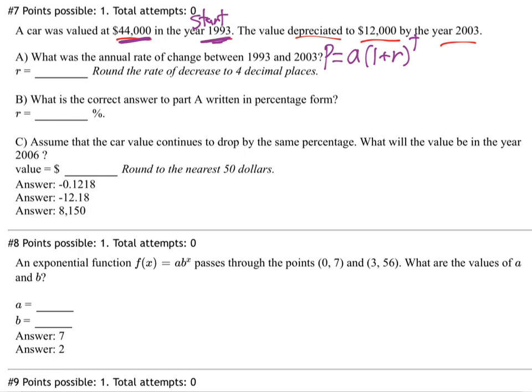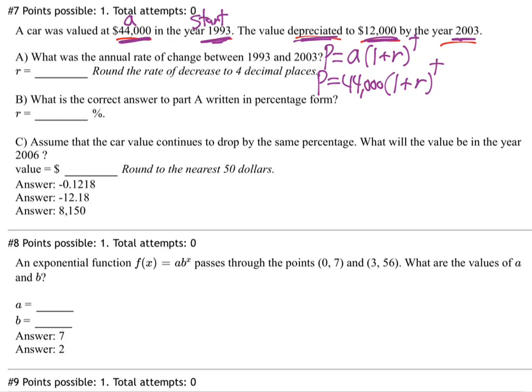Remember, in all these science problems, this is a financial, economic science problem, there's always a starting time. So this one's going to be 1993 is when it started. So at that time, the amount, remember that's what A is, the amount at the start, so the A is the 44,000. The R is the rate of growth or decay. In this case, it's depreciating. It's going down. It went down to 12,000 by the year 2003.